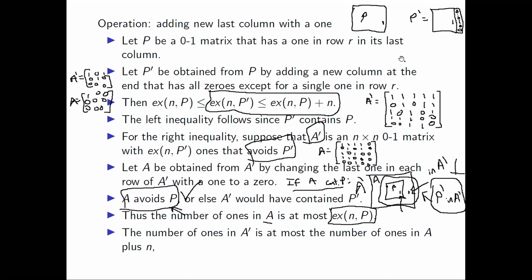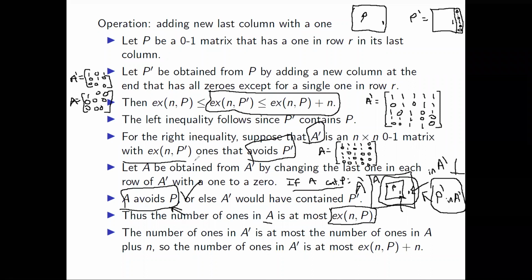And we can combine the last two bullets there. That tells us that the number of ones in A prime is at most ex of n, P plus n. And we can go back to this bullet where we defined A prime. We said that A prime had exactly ex of n, P prime ones. So that tells us that ex of n, P prime is at most ex of n, P plus n. And that gives us the inequality that we wanted.